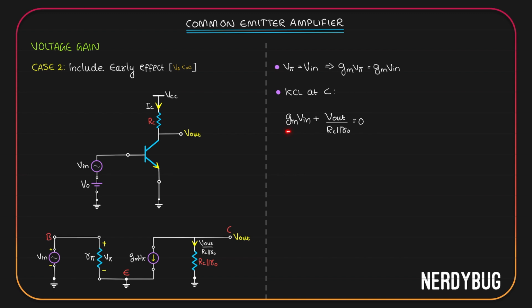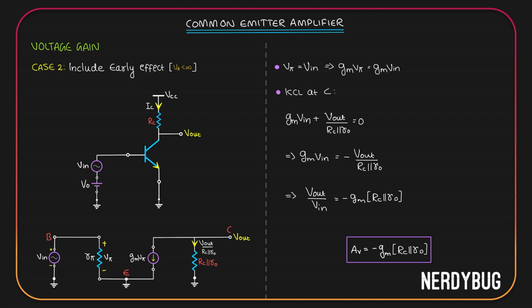So we can write gm V input plus V output by RC parallel to R0 is equal to 0, or gm V input is negative of V out divided by RC parallel R0. What we have to find out is the voltage gain, which is basically V output divided by V input. From this equation, V output divided by V input is minus gm multiplied by RC parallel to R0. So this will be our voltage gain.